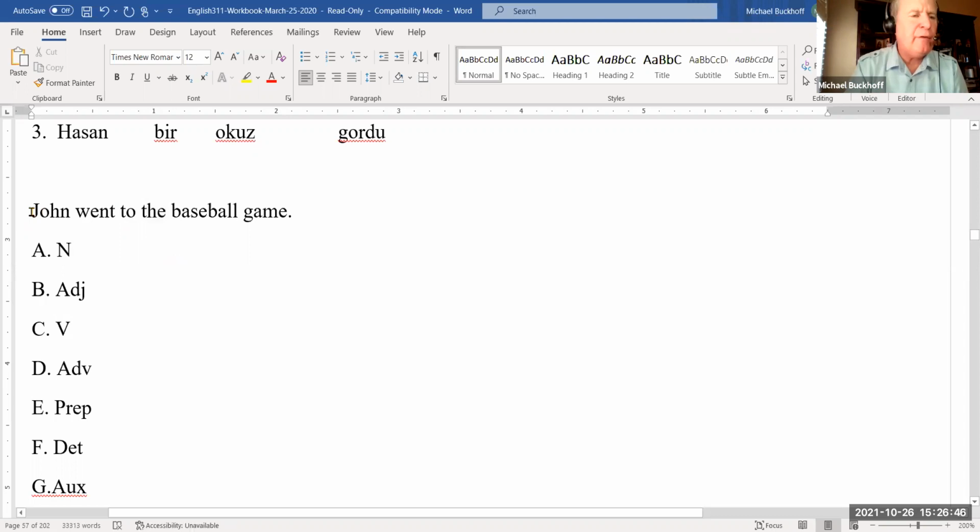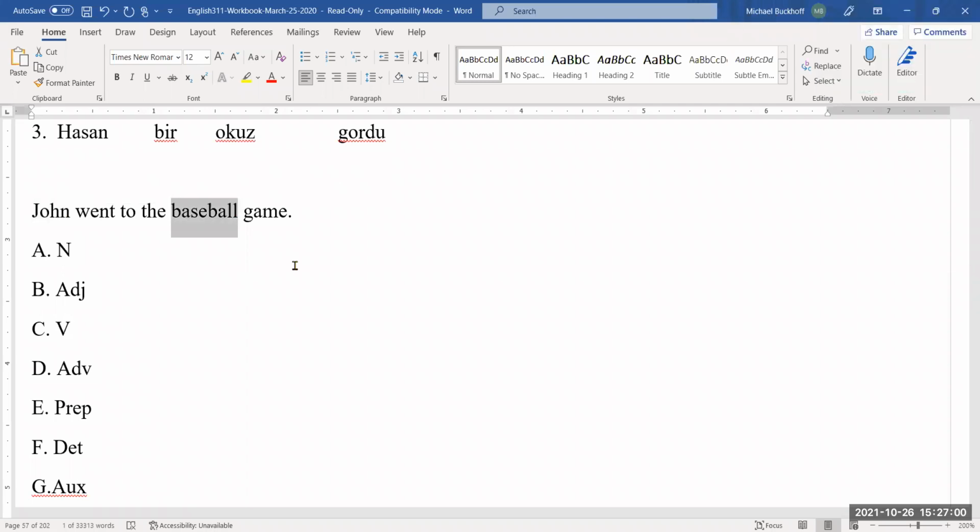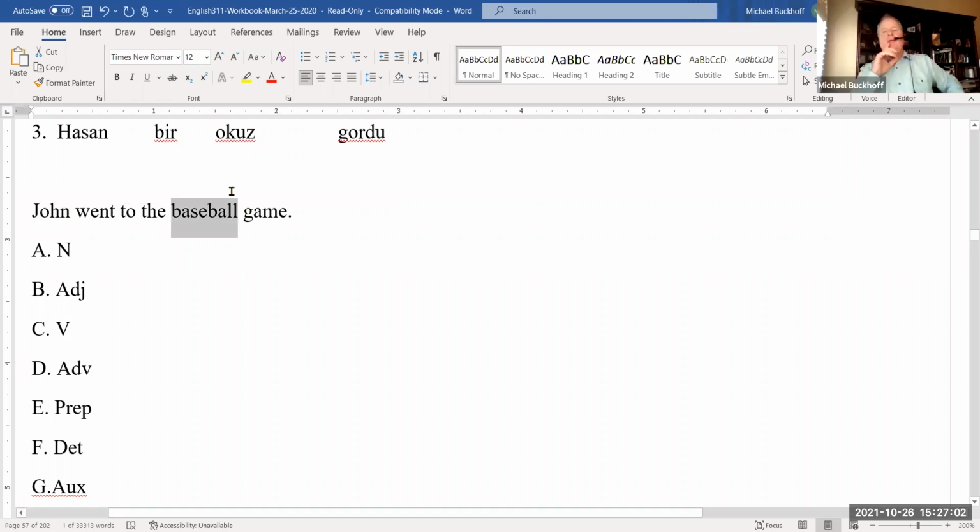Okay, how about this? What if I underline John? Noun. Good. What if I underline baseball? Would it also be considered a noun? It is a noun. I knew somebody would say that. It's in an adjectival position, but it is technically a noun. But it's kind of functioning as an adjective.